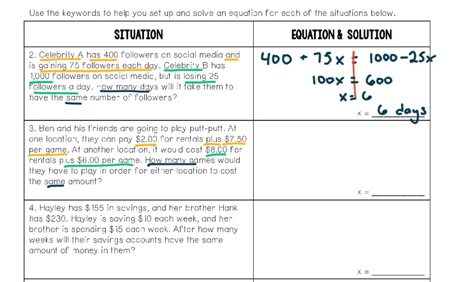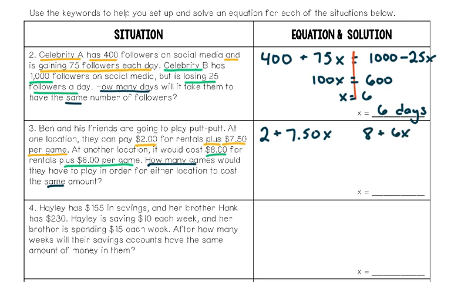I'll do the first one in yellow with you. Here's the situation. You go to the first location and you got to pay $2 just to get your equipment to play putt-putt. Plus, you got to pay for each game, and each game is $7.50 per game, and we don't know how many games we want to play. Your $7.50 x. x can be the number of games. The second place is just like that. So take a second and write your expression for the second location.